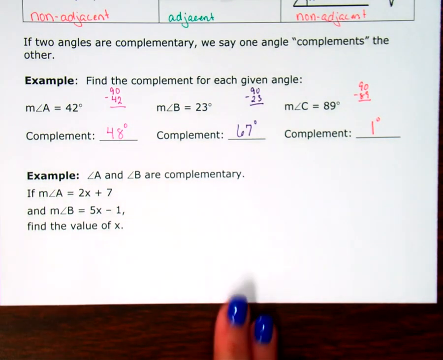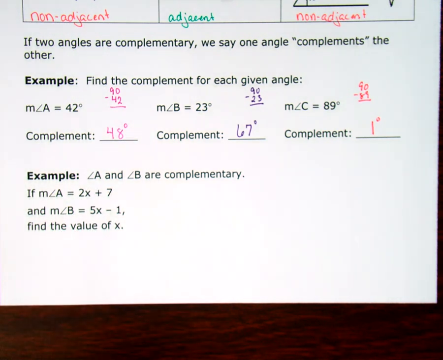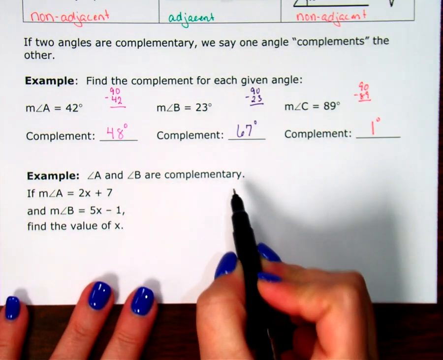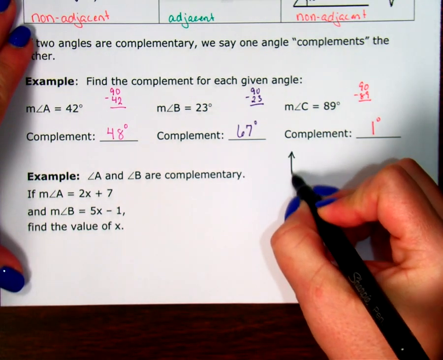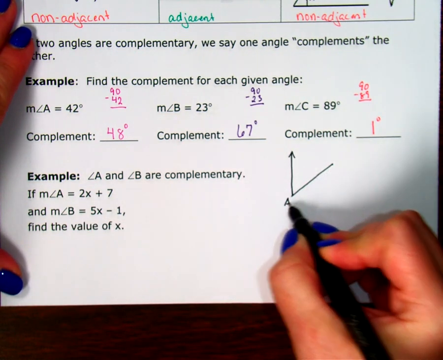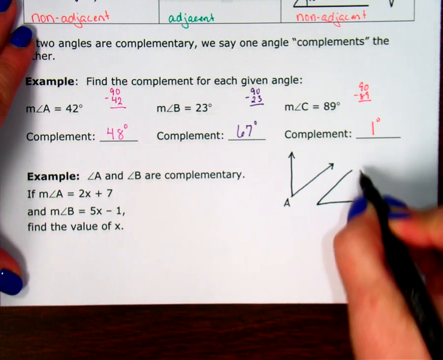Sometimes you have to do some algebra when working with complementary angles. So I have angle A and angle B are complementary. If the measure of angle A is 2x plus 7 and the measure of angle B is 5x minus 1, find the value of x. What I like to do is, you can draw a picture if you want. You don't really need one for this one, but I always like to draw a picture. So I know if they're complementary, I do know that they are going to make a right angle if they're pushed together. So I don't know if they're adjacent. In fact, I know they're not adjacent, because one's angle A and one's angle B. So since they have different vertexes, they can't be adjacent to each other.